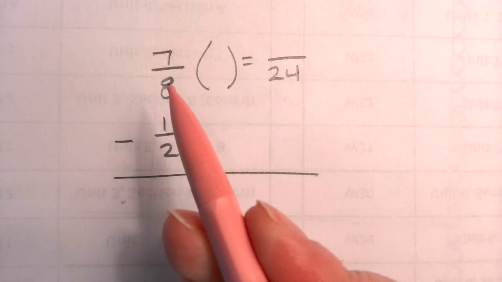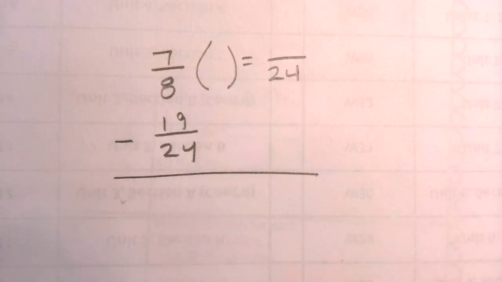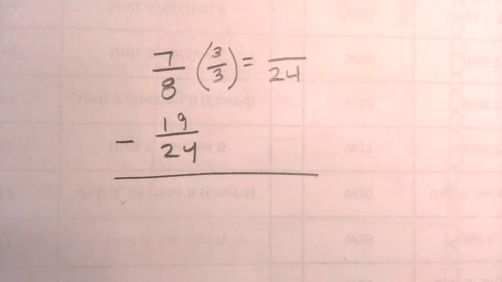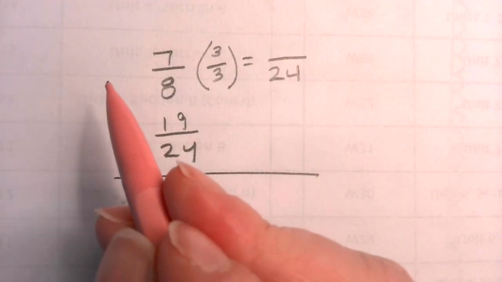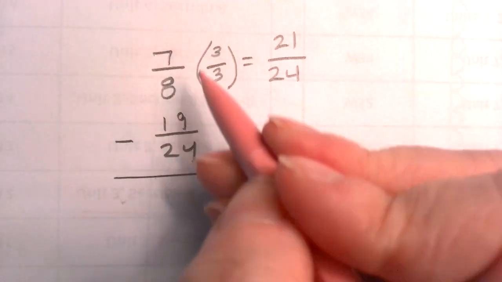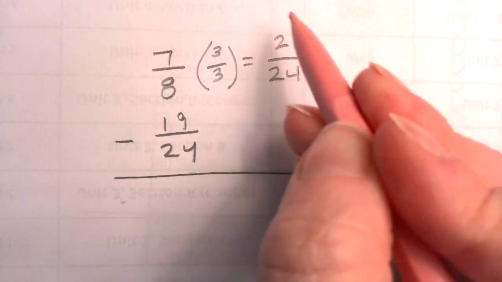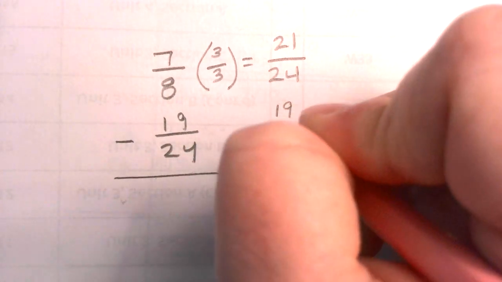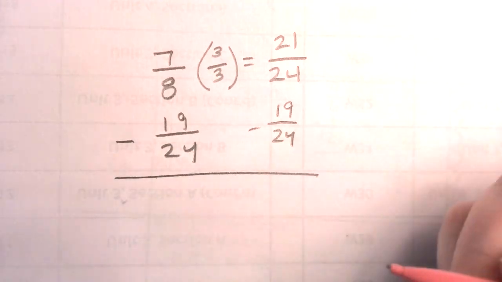I need to make this one match. So I'm going to ask myself, 8 times what equals 24? Well, that is going to be 8 times 3. 8 times 3 equals 24. 7 times 3 equals 21. So I know that 7/8 is the same thing as 21/24. But now I am looking at common denominators.